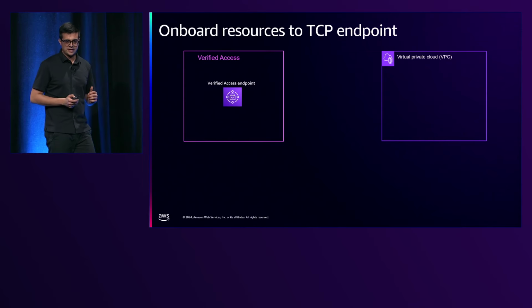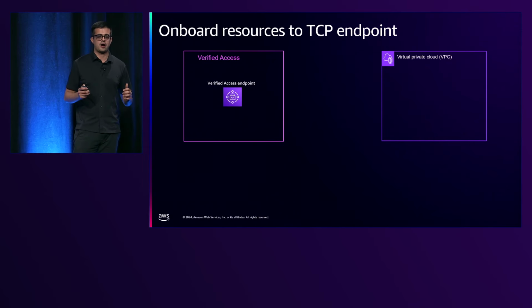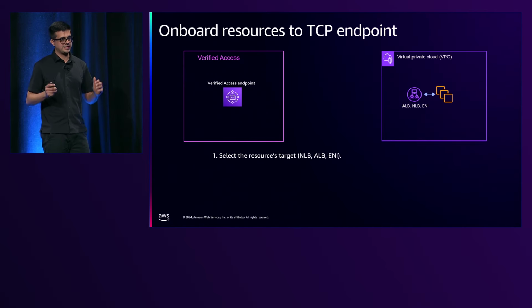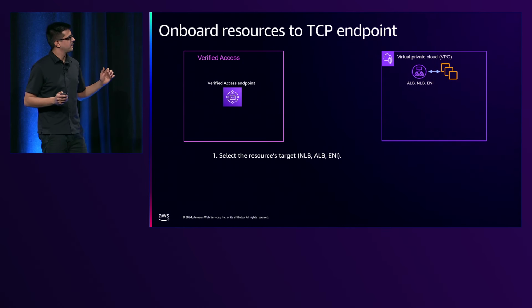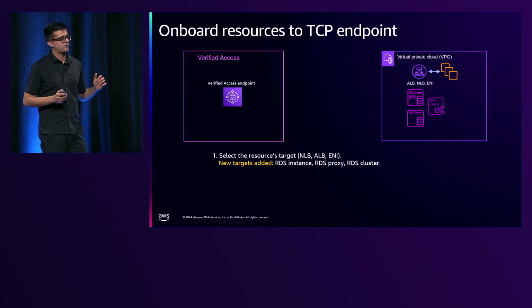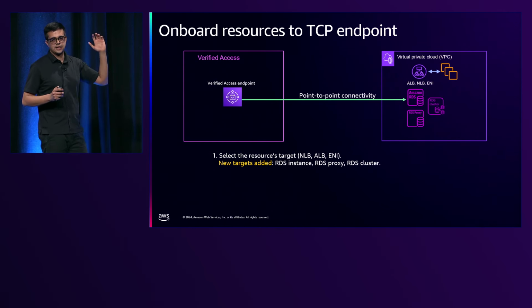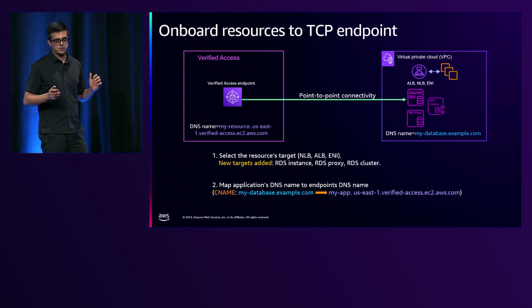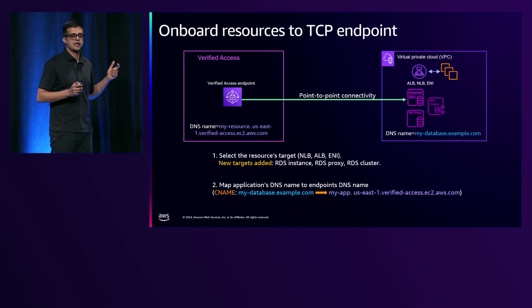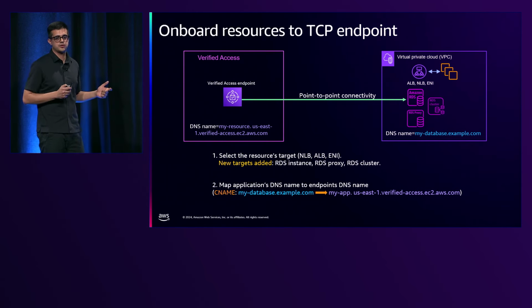Now, we've heard that it's quite easy to onboard, easy to operate, but let's dive into how you onboard resources onto a TCP endpoint. So today, Verified Access supports 3 targets: the network load balancer, application load balancer, and a network interface. With this launch, we're also adding support for RDS instance, RDS proxy, and RDS cluster. So you simply specify the resource that you want your users to access. And once you create the endpoint, Verified Access connects the endpoint to your resource and also provides you with a vanity DNS name. Now you have to CNAME this DNS name to the DNS that your end users are already using today, or you want your end users to use.